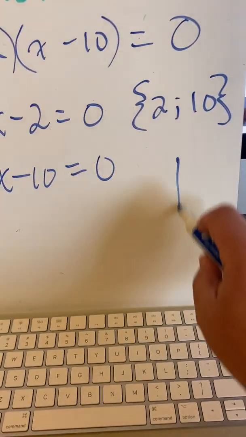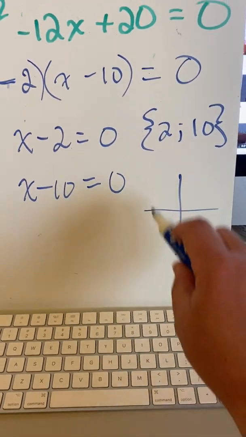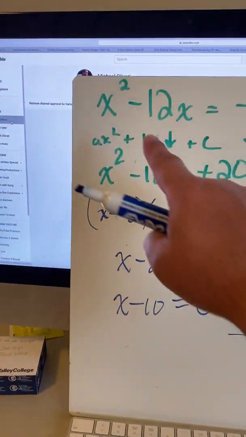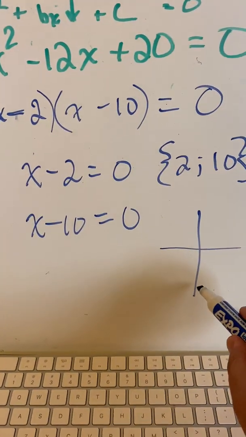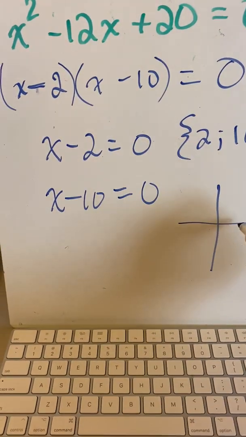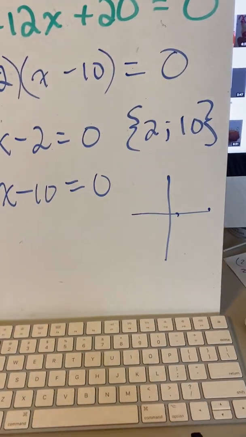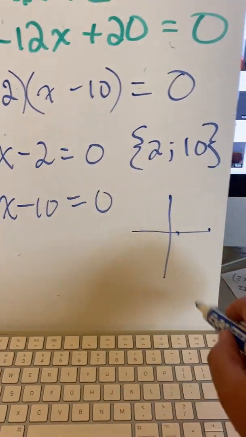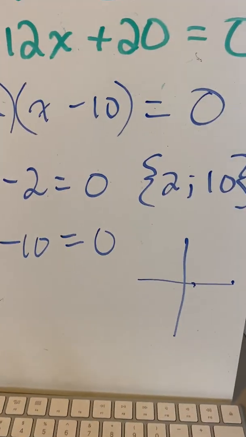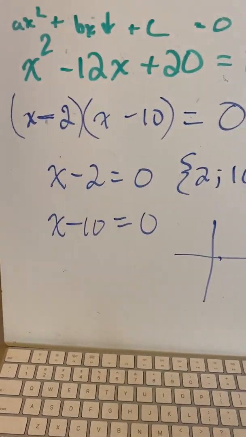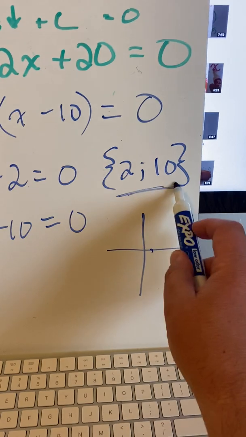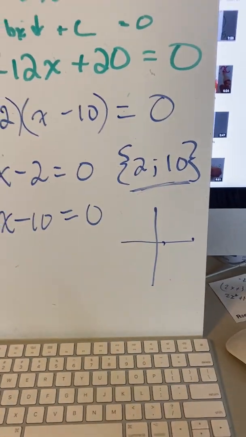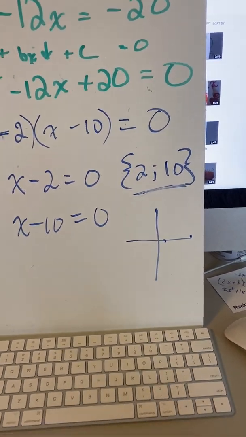We know that it would also look like this. It would be an upward opening one. Why? Because it's a positive value out here for a. So we know that it's going to be a minimum. We know that it's going to cross at 2 and 10 on the graph and open up wherever it is down in here. We haven't even found the vertex and the axis of symmetry. Don't need to right now because all they're asking for is the solution, where it crosses the x-axis.